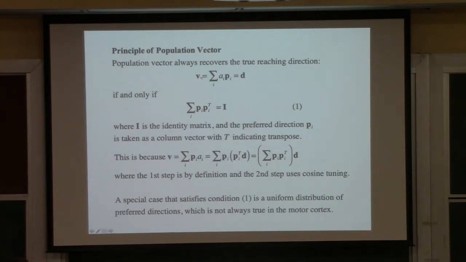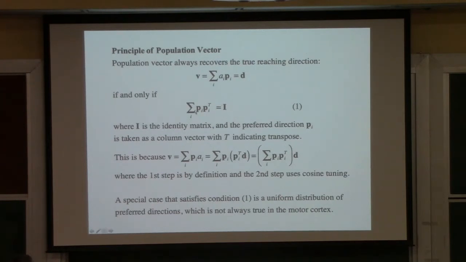We can show that it equals the actual reaching direction D if the preferred directions of these cells, when you put them together, satisfy this condition. This is the necessary and sufficient condition. It's roughly true if all the cells' preferred directions are distributed randomly in a uniform manner. So what is the condition?